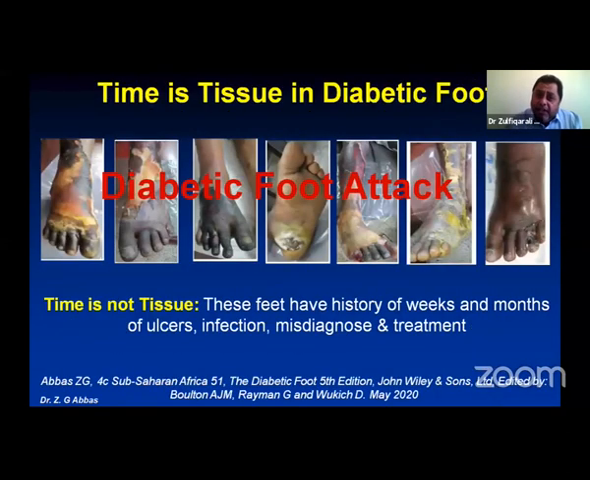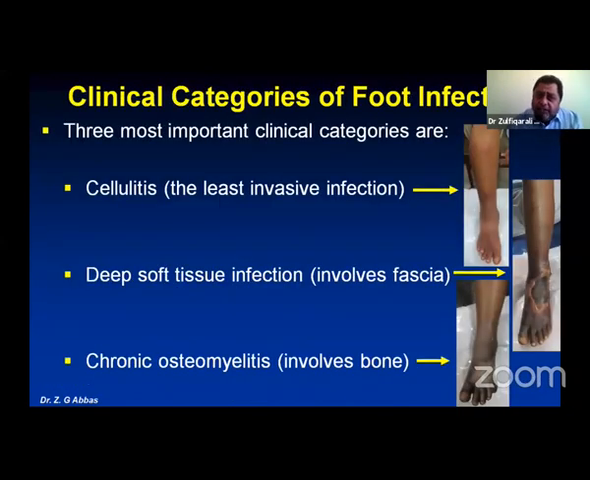So this is called diabetic foot attack. This is an emergency condition, similar to what we see in myocardial infarction or cerebrovascular accident. These are the feet which need to be taken very seriously and intervened on very fast. It's an emergency in diabetic foot. These are the feet which come to us after a history of days, weeks, and years of ulcers, infections, and sometimes misdiagnosis and mistreatment. We should not be seeing these feet anymore in 2020, but we still see them in Asia and Africa. So what are the clinical categories of foot infections?